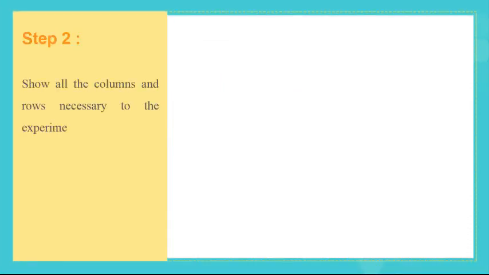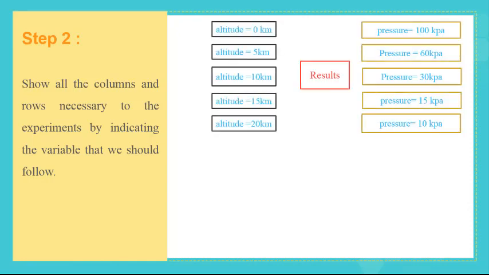Step 2. Show all the columns and rows necessary to the experiment by indicating the variables that we should follow. In our experiment, there are two variables: altitude, the independent variable, and pressure, the dependent variable. And there are 5 values of each: for altitude, 1, 2, 3, 4, and 5; for pressure, 1, 2, 3, 4, and 5.